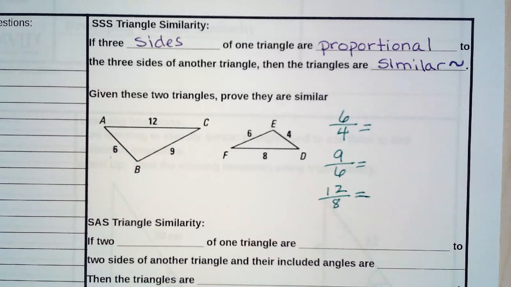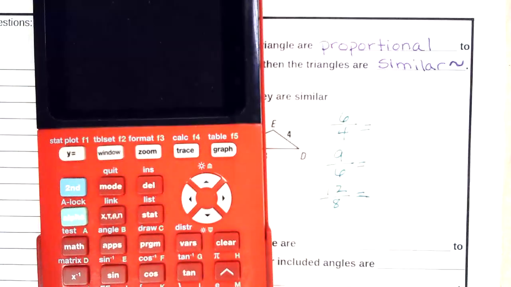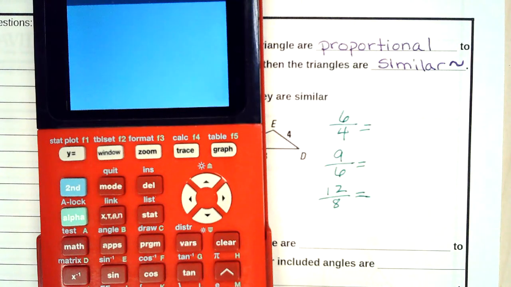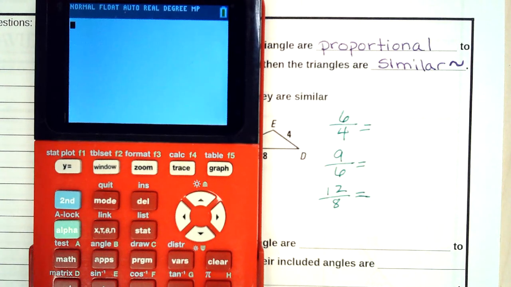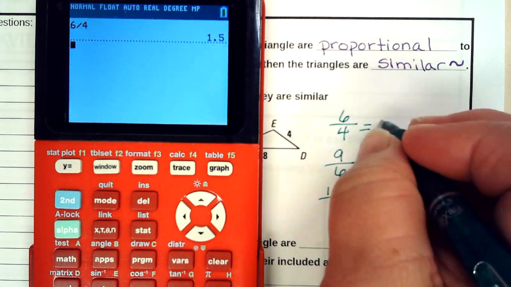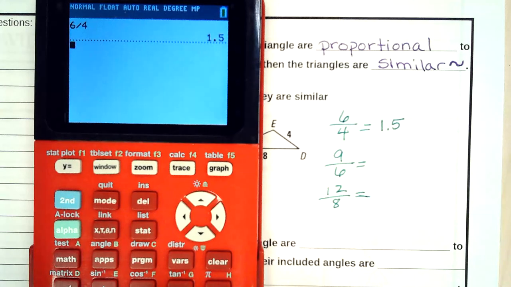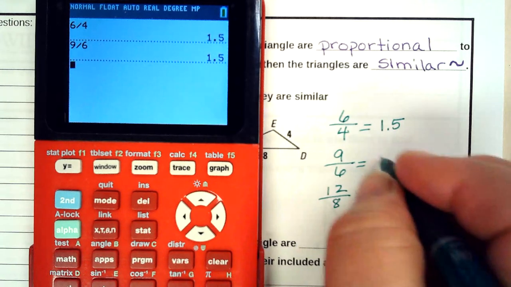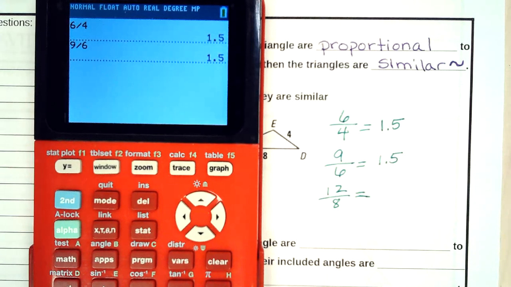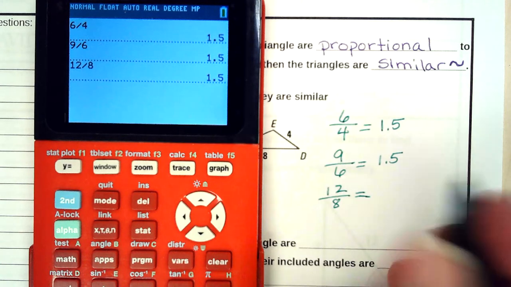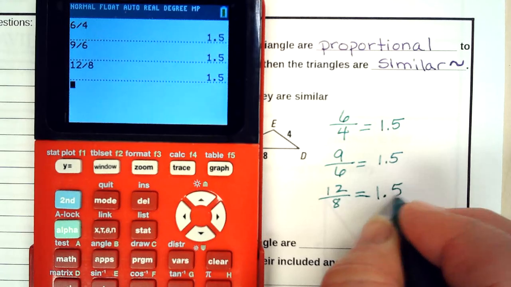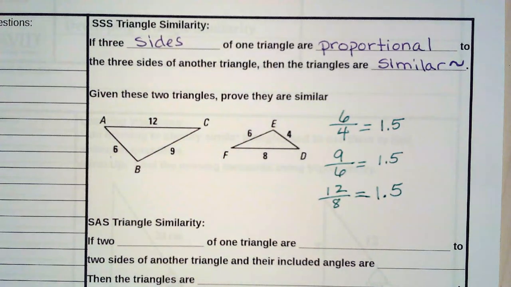Now, the easiest way to compare is to change them into a decimal. If the decimal is kind of ugly, then we use it as a fraction. 6 divided by 4 gives me 1.5. 9 divided by 6 gives me 1.5. Guess what 12 divided by 8 is going to be? 1.5 again. Surprise, surprise. And we've just proven that they're similar because all three of the corresponding sides are in the same proportion.